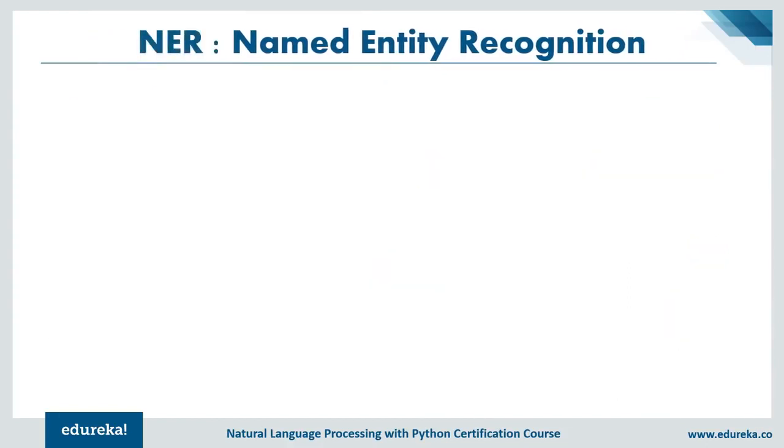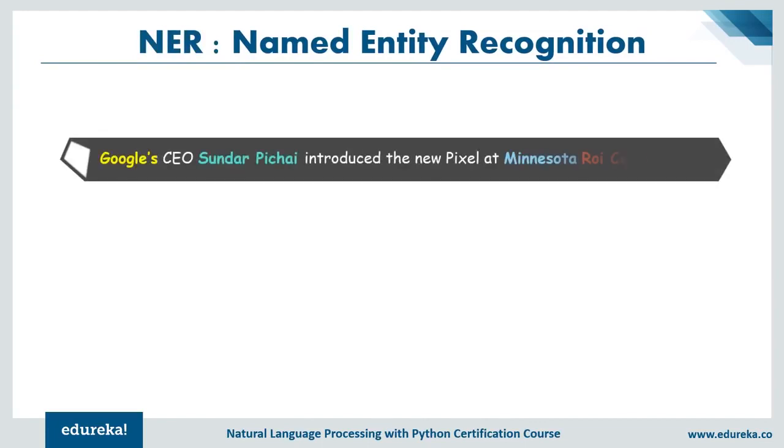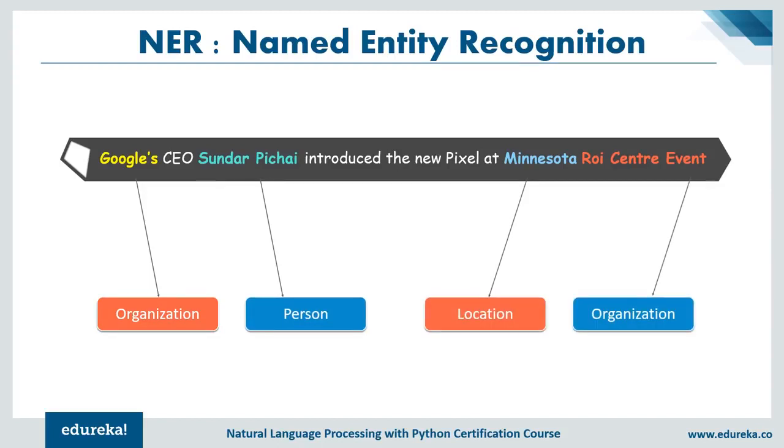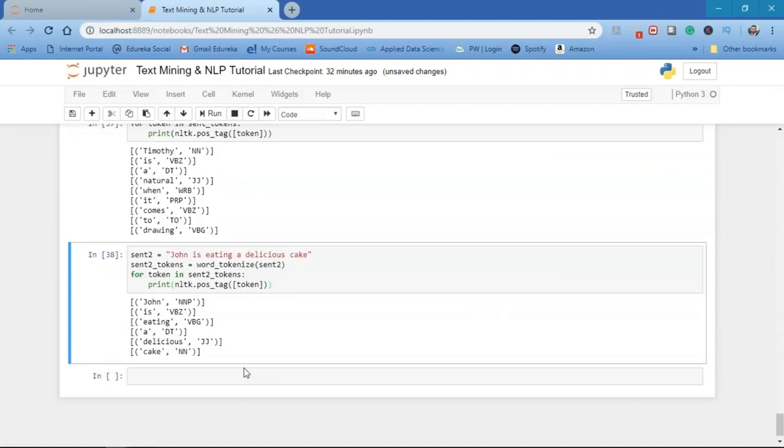So let's take a sentence into consideration: the Google CEO Sundar Pichai introduced the new Pixel at Minnesota Roy Center event. As you can see here, Google is an organization, Sundar Pichai is a person, Minnesota is a location, and the Roy Center event is also tagged as an organization. Now for using NER in Python, we'll have to import the ne_chunk from the NLTK module, which is present in Python. So let's consider a text data here and see how we can perform the NER using the NLTK library.